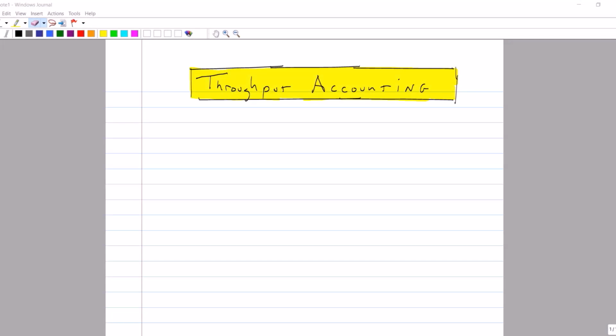Let's demystify the difficult topic from specialist management accounting techniques, which is throughput accounting. And the way we're going to do this, we're going to look at a really simple business example to boil the topic down to its basics.